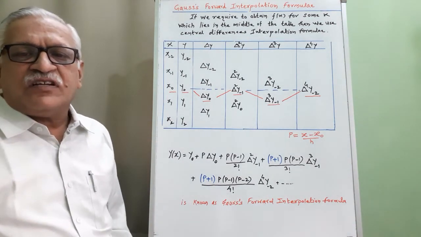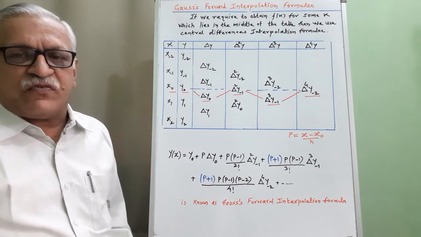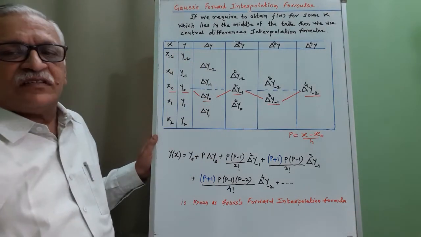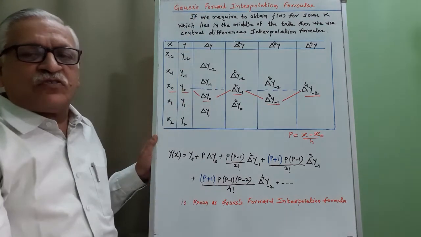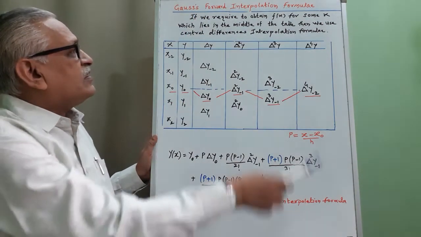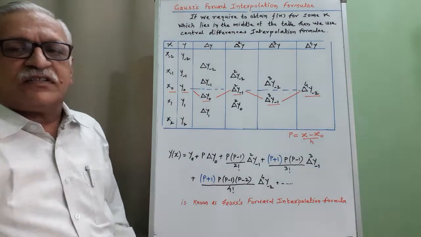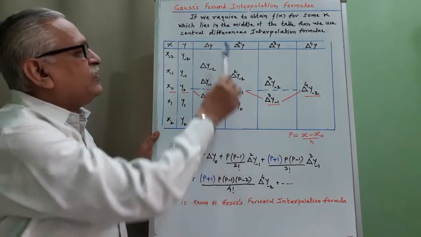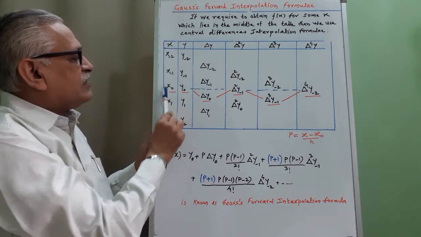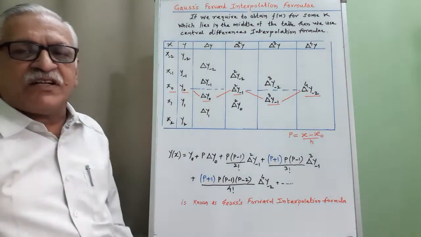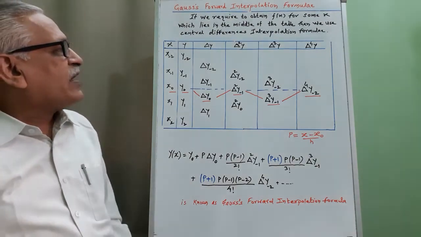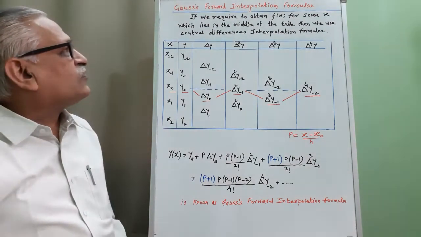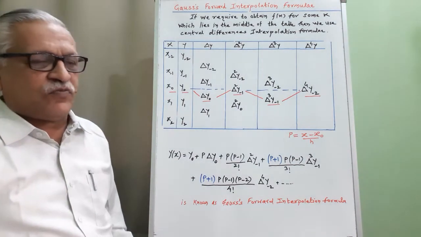Earlier I have discussed Newton's forward and Newton's backward interpolation formula. In this video I will discuss the Gauss forward interpolation formula. If we require to obtain the value of f of x for some x which lies in the middle of the table, then we have to apply the central differences formula. The first one is Gauss forward interpolation formula.